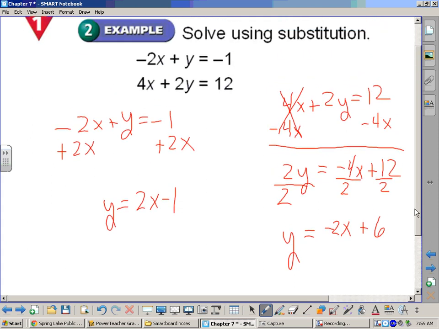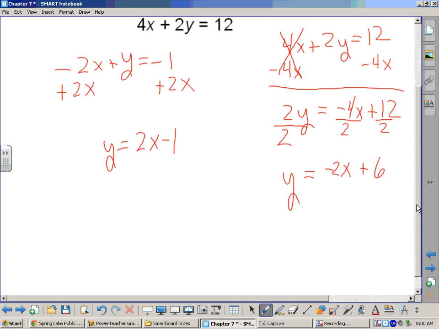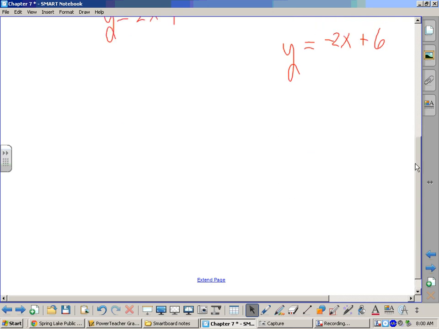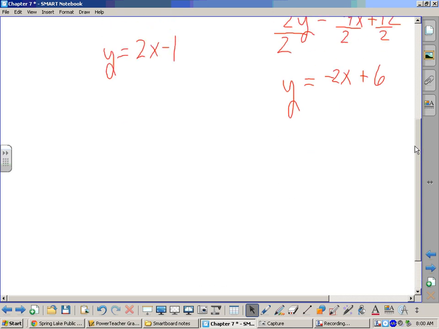We took both equations, negative 2x plus y equals negative 1, and we rewrote that. And then we took 4x plus 2y equals 12. Now, this is a long process. We're not done. We're just scraping the surface of starting this problem. So we're now going to take these two equations and set them equal to each other.